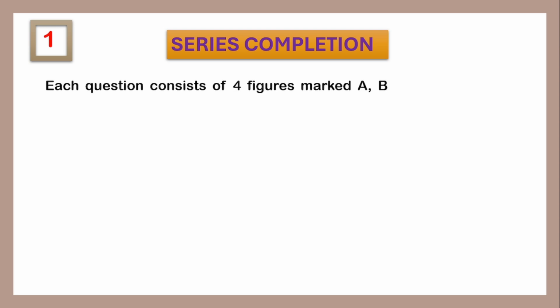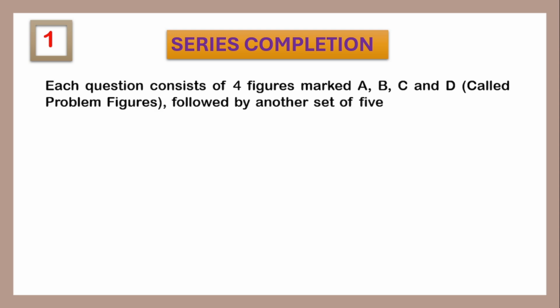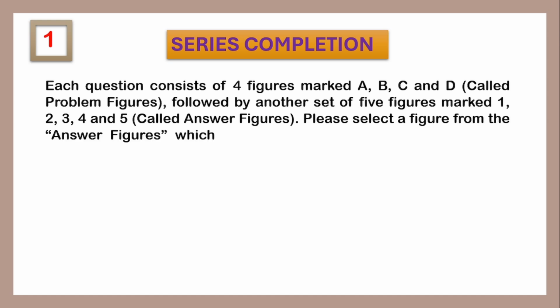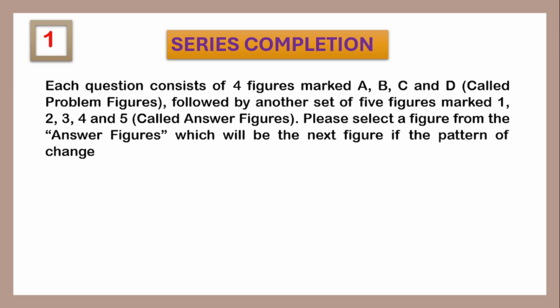Series completion. Each question consists of 4 figures marked A, B, C and D, called problem figures, followed by another set of 5 figures marked 1, 2, 3, 4 and 5, called answer figures. Please select a figure from the answer figures which will be the next figure if the pattern of change is continued in the problem figures.